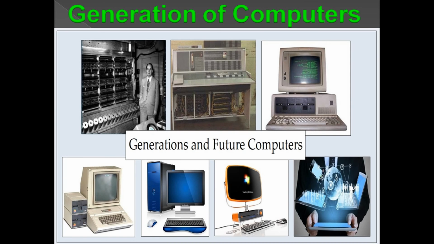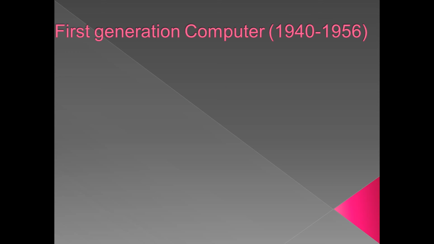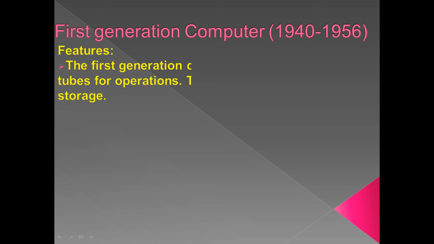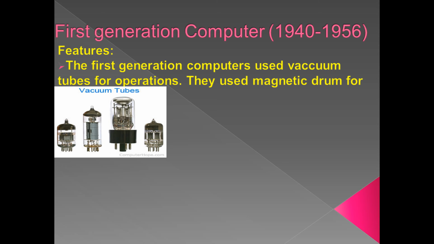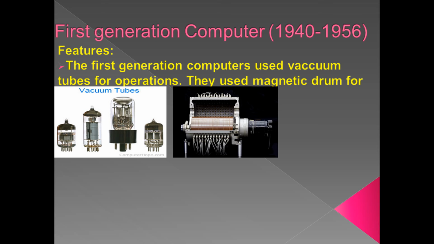So now let us start with the first generation of computer, which started from 1940 to 1956, and let's see some features of this generation. The first generation computer used vacuum tubes for operations. They used magnetic drum for storage. So this is the image of vacuum tubes, and this is the image of magnetic drum, which was used to store the data. That means storage device.